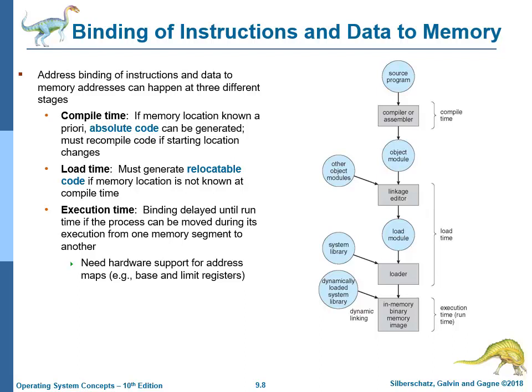Execution time: if a program can be moved around in memory during the course of its execution, then binding must be delayed until execution time. This requires special hardware, and it is the method implemented by most modern operating systems. The figure on the right shows various stages of the binding process and the units involved in each stage.